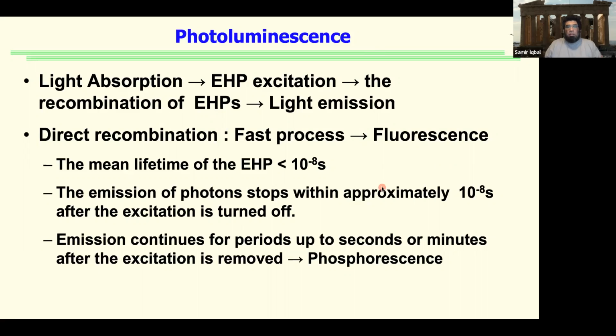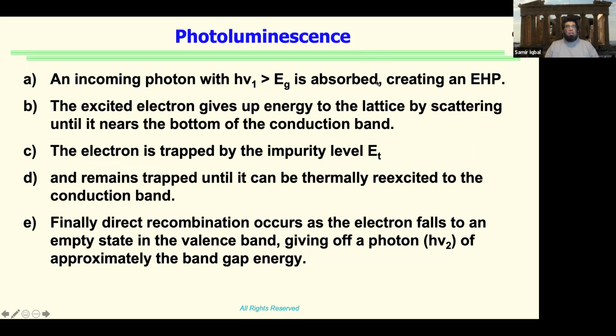Now, when we talk about photoluminescence, the steps would be that an incoming photon has hν1. We call that frequency ν1 to differentiate it from the frequency of the outcoming photon. It has to be greater than the band gap. It creates an EHP. It goes to some higher level in the conduction band, and comes back.